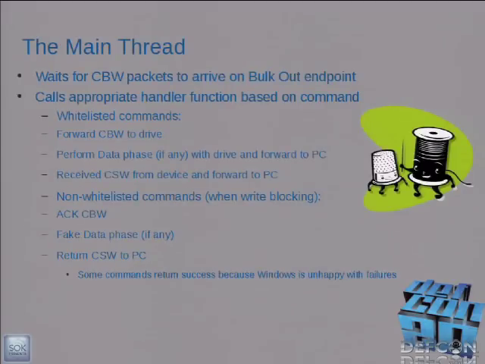All right. So the main thread sits around and waits for packets to come in. If it's a whitelisted command, it forwards it on. It forwards on things like command block wrappers, performs the data transport phase, does a little man-in-the-middle action, and does the CSW passing. If you're write blocking and there are non-whitelisted commands, it just says, yeah, I got your command, and then it does any sort of data transport phase, and then it says, you're good, it worked.